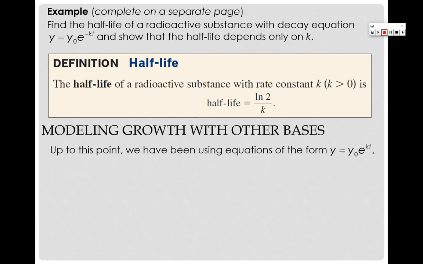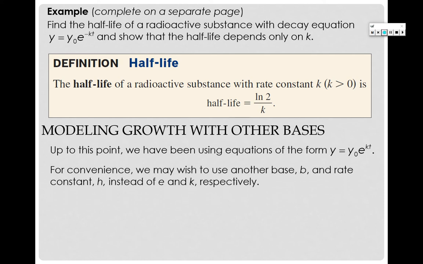Exponential growth with other bases. Up to this point, we've been using y equals y naught e to the kt. The implication was that e is the superior base. That might not be true, actually. If you've got something that's doubling at regular intervals or halving at regular intervals or growing at 5% every year, you may decide that a different base is better. But there's a lot of advantages to using e. So what I would say is use e as your base, unless there's something about the question that forces you out of that.